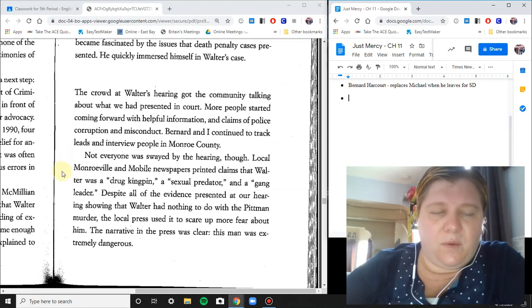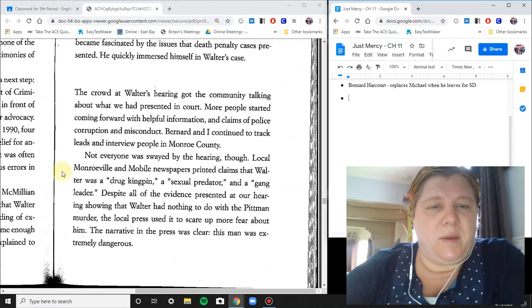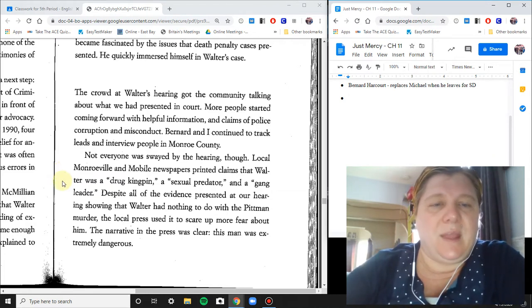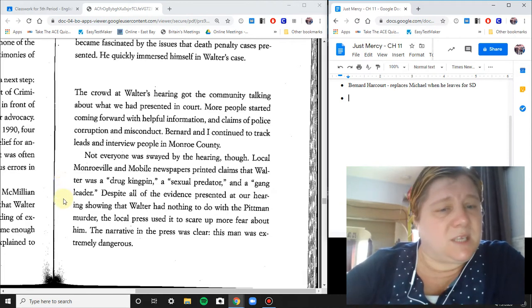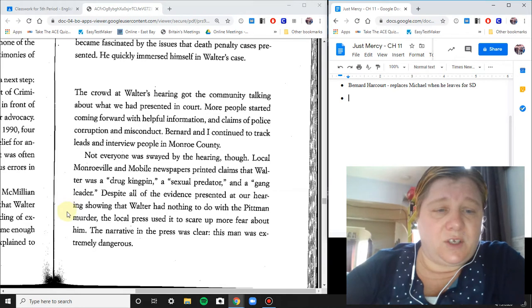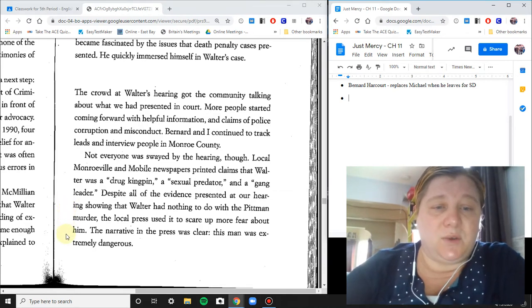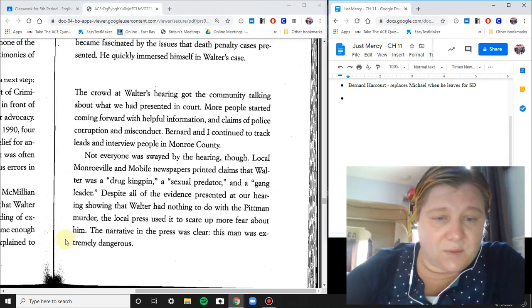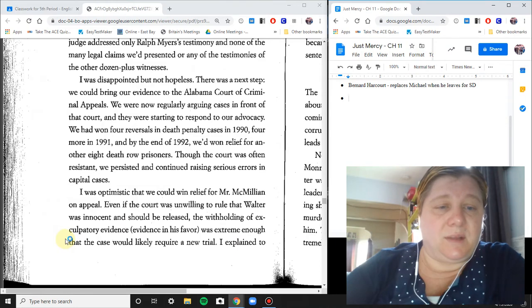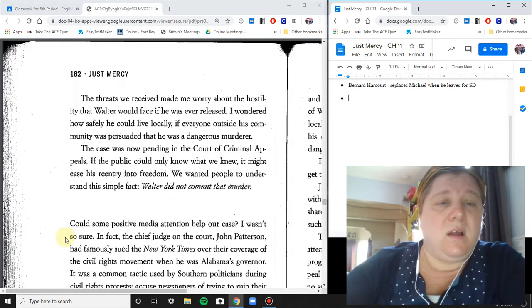Not everyone was swayed by the hearing, though. Local Monroeville and Mobile newspapers printed claims that Walter was a drug kingpin, a sexual predator, and a gang leader. Despite all the evidence presented at our hearing showing that Walter had nothing to do with the Pittman murder, the local press used it to scare up more fear about him. The narrative in the press was clear. This man was extremely dangerous.